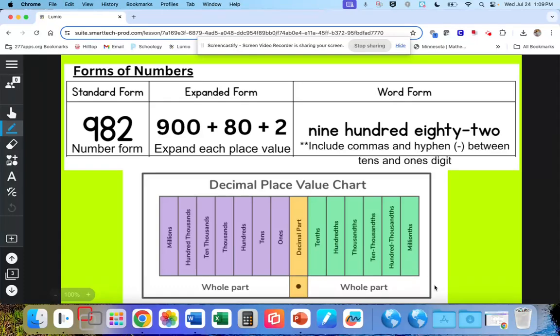The place value chart here would be a good thing to add to your notebook. It is wise to have this. Now, we're working mostly in the whole part at this moment in our math career, but it is important to start looking at the decimal amounts, so anything after the decimal. Before the decimal we have ones, tens, hundreds. And again, this is where you would see a comma. And then we have 1,000s, 10,000s, 100,000s. And then our next place value of millions, we'd put another comma there.